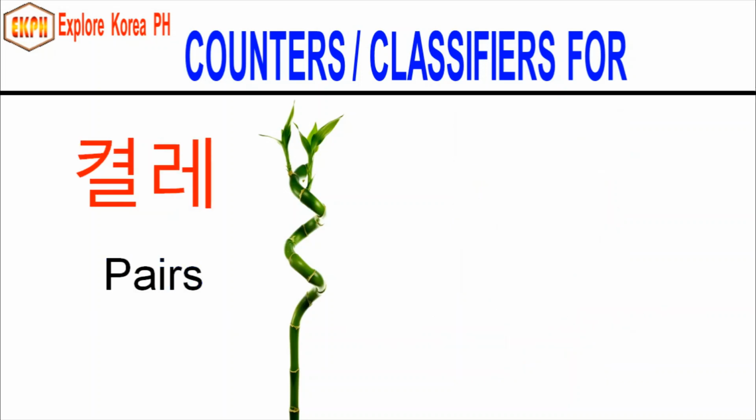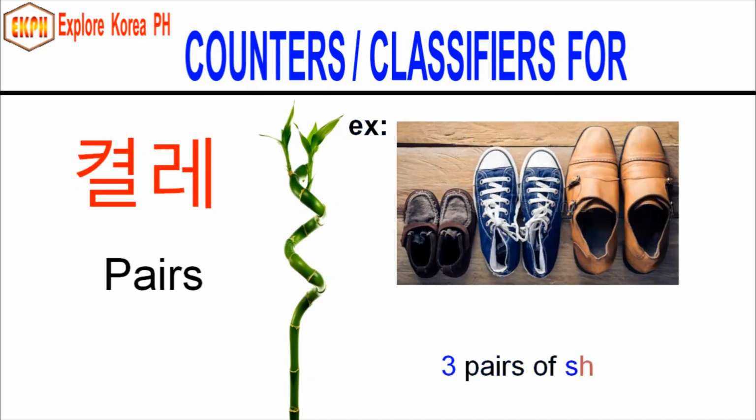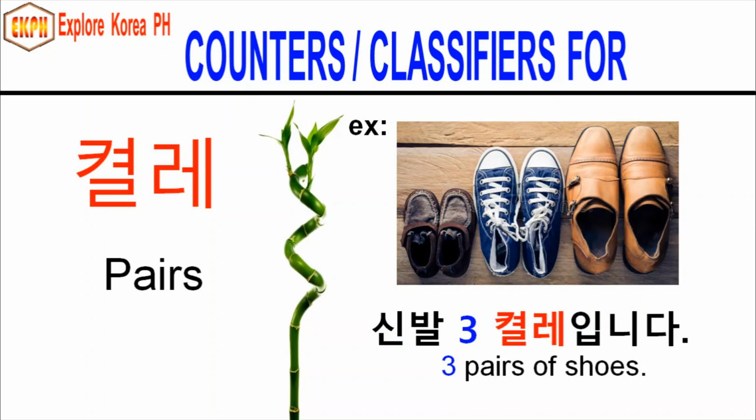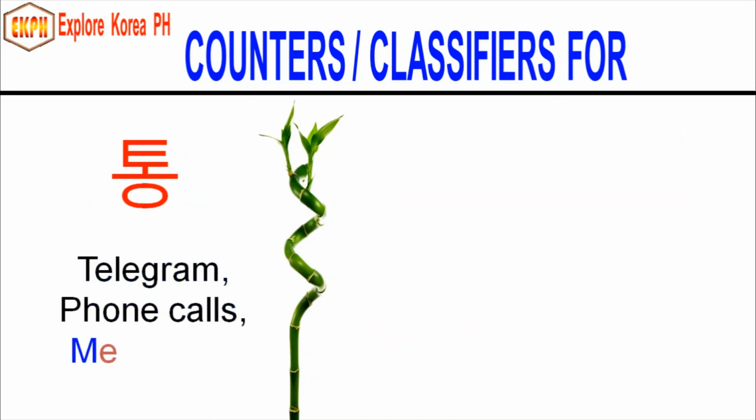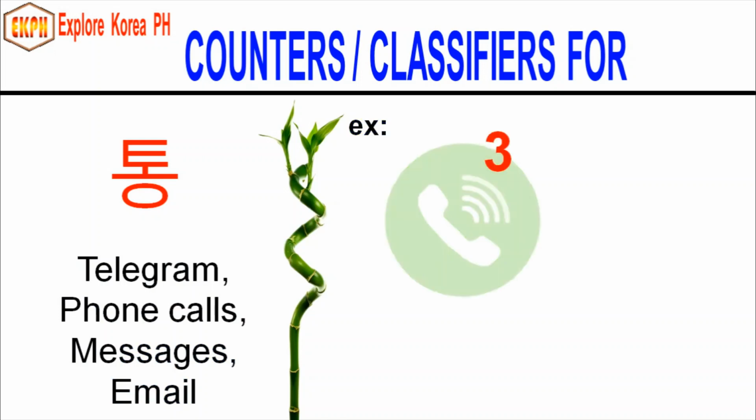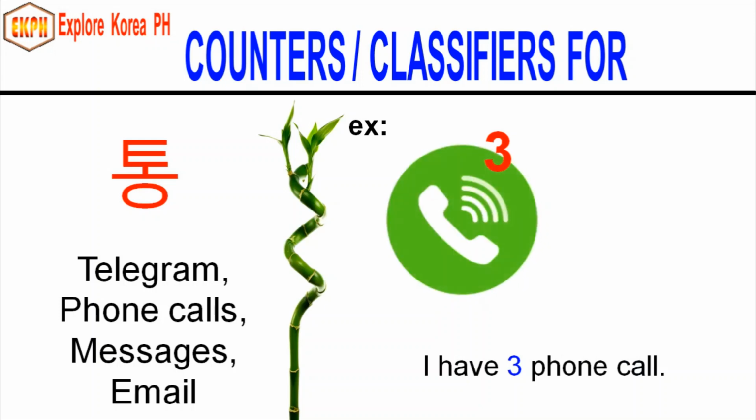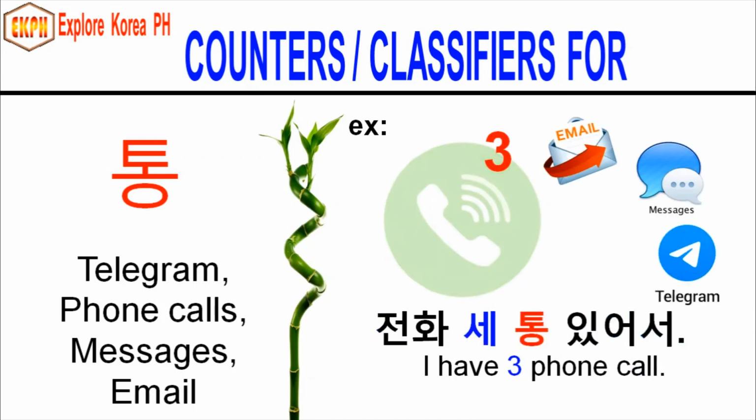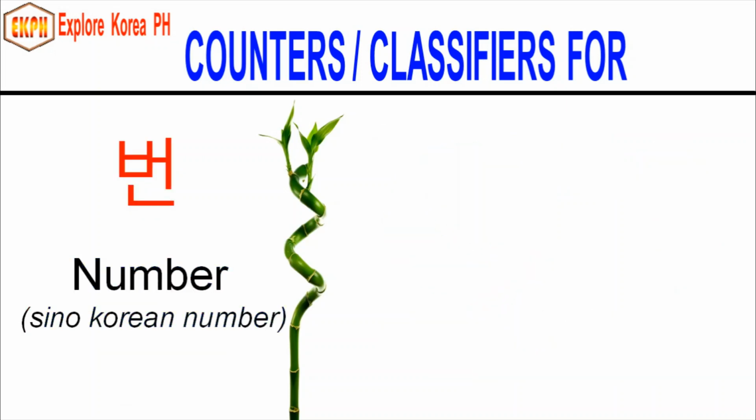So, kyeolle is for the pair. So, minsan, pair of shoes or pair of umbrella or pair of socks. 3 pairs of shoes. Okay, 신발 세 켤레입니다. Tong. Okay, this is for the telegram, phone calls, messages, or emails. Okay, for example, I have 3 phone calls. 통화 세 통 있어요. Okay?